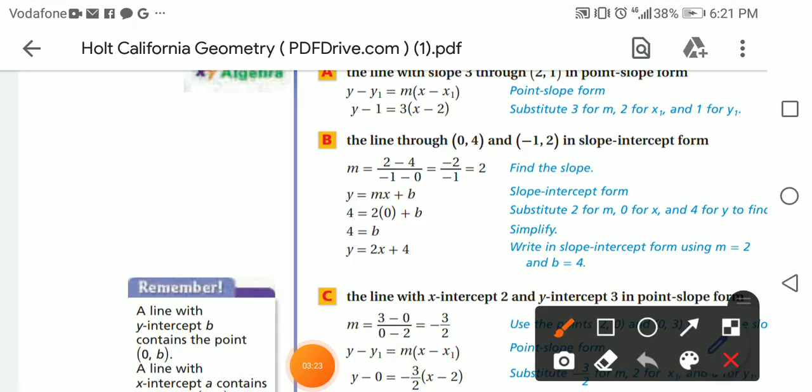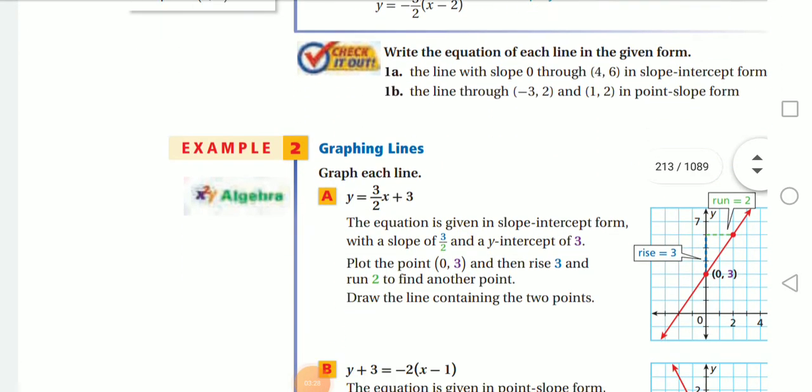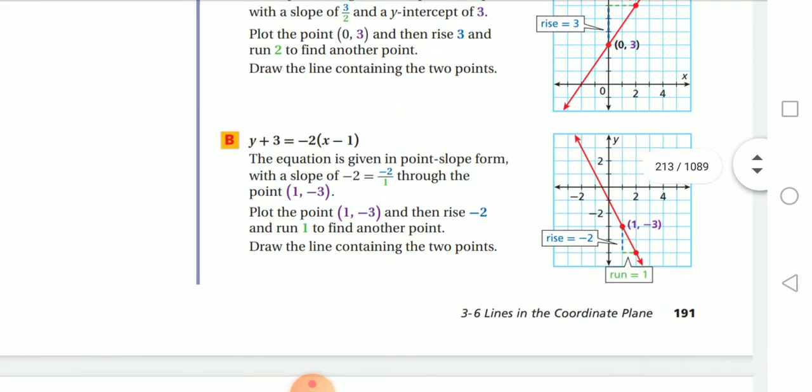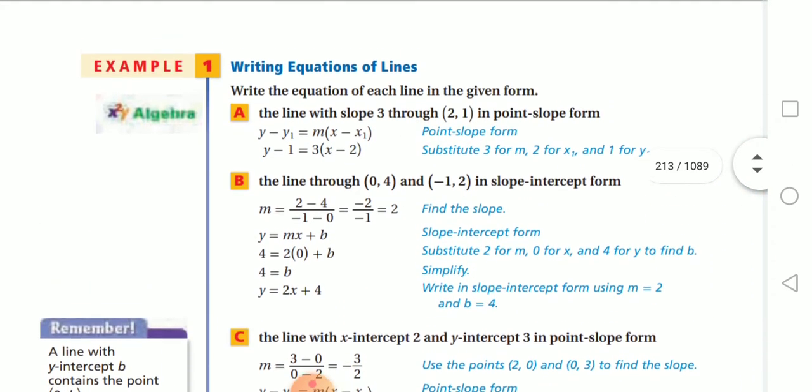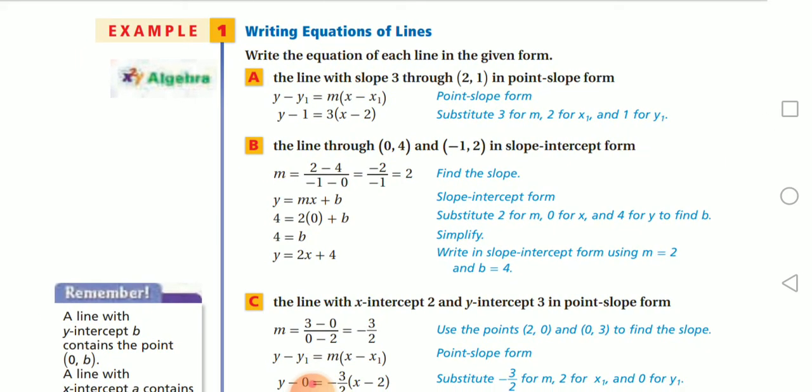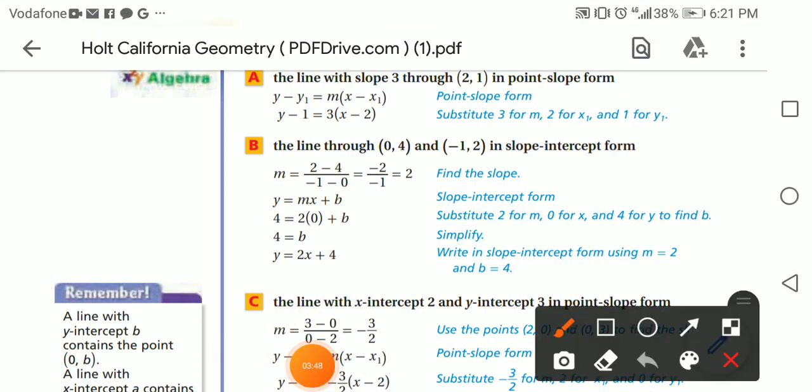As you see here, the first example, I want to show you which page. This is page 191. So open page 191 and focus with me on example 1, writing equations of lines. Here it asks me to write the equation of each line in the given form. A, the line with slope 3 through 2, 1 in point-slope form. So I have to study the point-slope form well to write it.